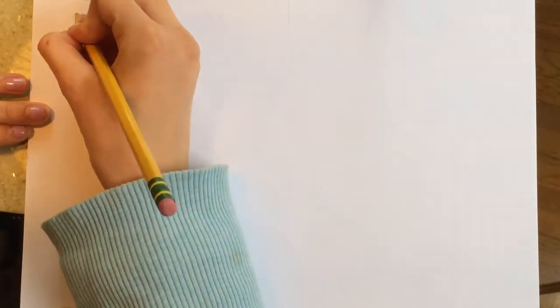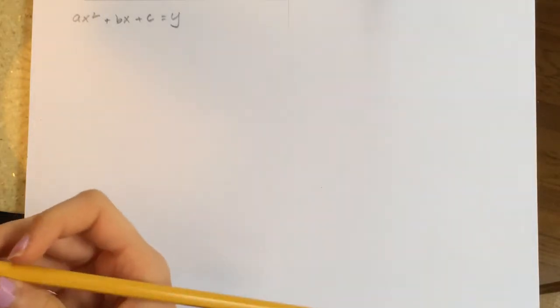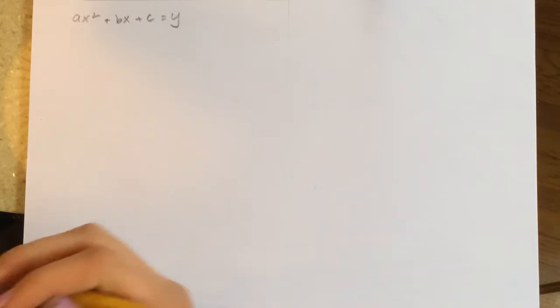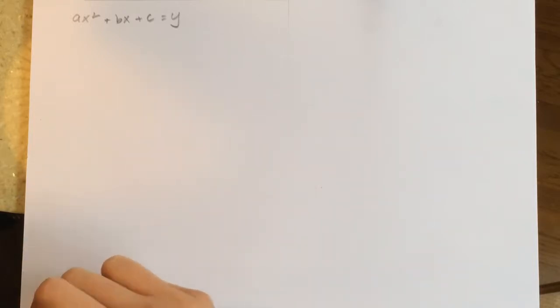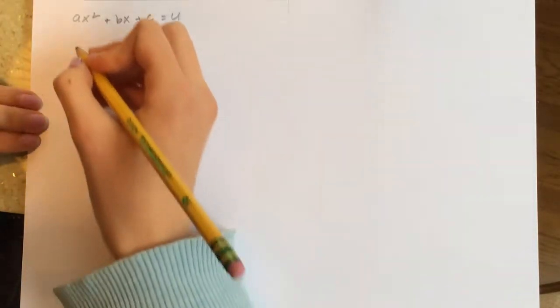Hello, so today I'm going to show you how to derive the quadratic formula from the formula of a parabola. So that's ax squared plus bx plus c equals y. So we know that the quadratic formula allows you to find the points where y equals 0. We all know that the formula is minus b plus or minus square root of b squared minus 4ac, divided by 2a. But I'm going to show you how to derive this.